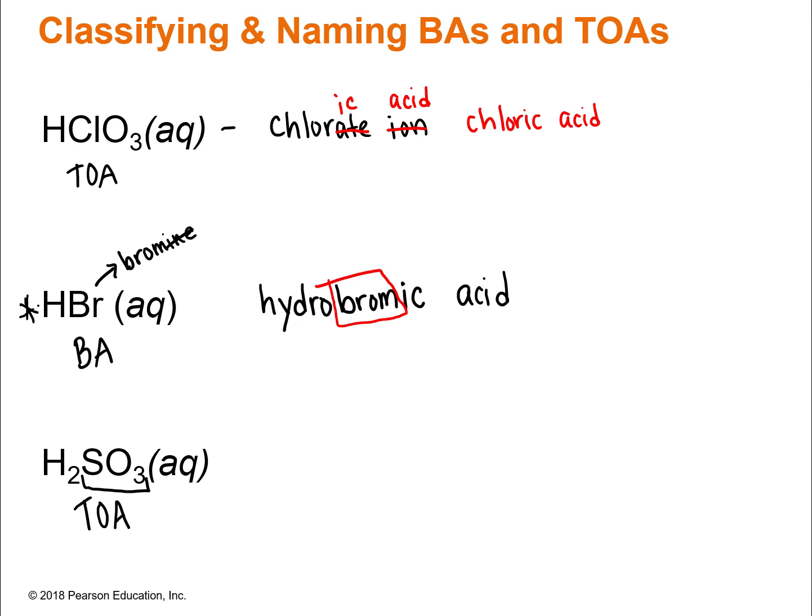So let's do another one of the ternary oxyacids. You look up that ion, you'll find that it's the sulfite ion. The rules for that, you get rid of the ITE, replace it with OUS. Get rid of the ion and write the word acid. So your answer should be sulfurous acid.